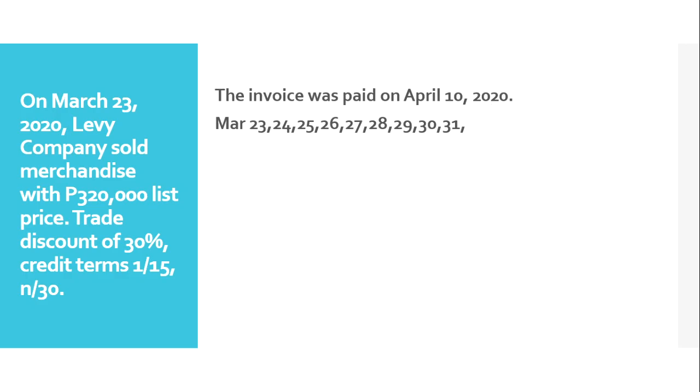So kung bibilangin natin kung ilang araw ang lumipas, from March 23 to April 10, 2020, ang lumipas na araw ay 18 days. So, si 18 days, hindi na siya pasok doon sa 15 days na credit limit niya. So, ibig sabihin, hindi makaka-avail si buyer ng 1% discount. Pag ganito, ibig sabihin, hindi mo na kailangang i-apply si credit term or si cash discounts. Ang maa-apply mo lang dyan ay si trade discount of 30%.